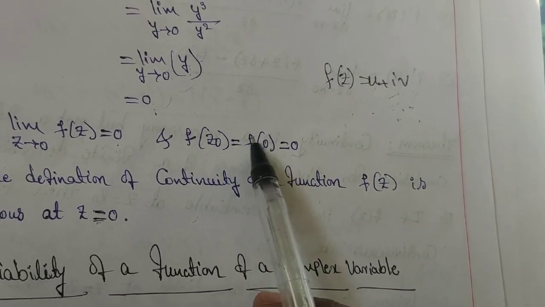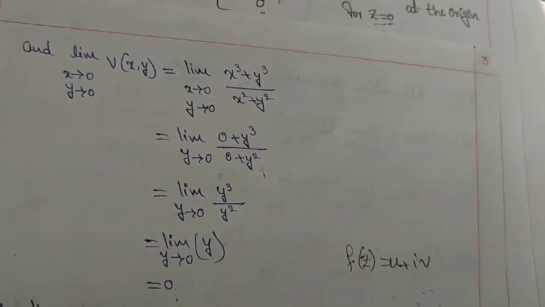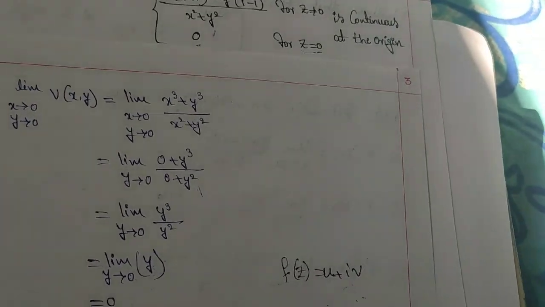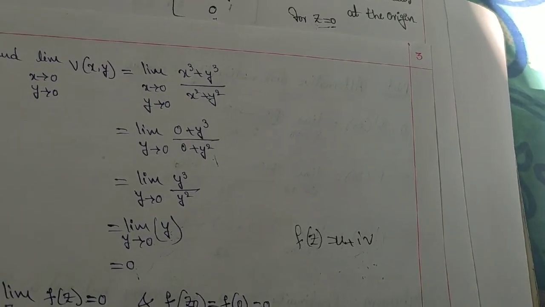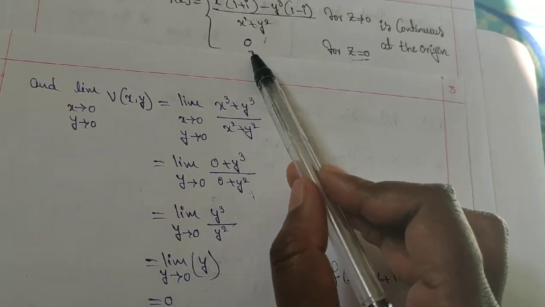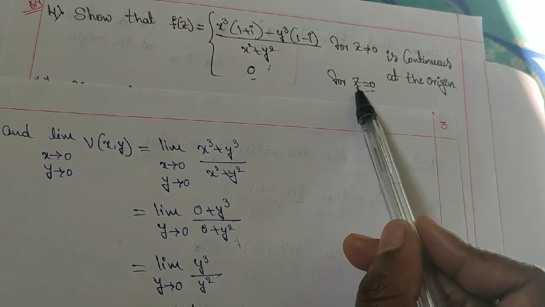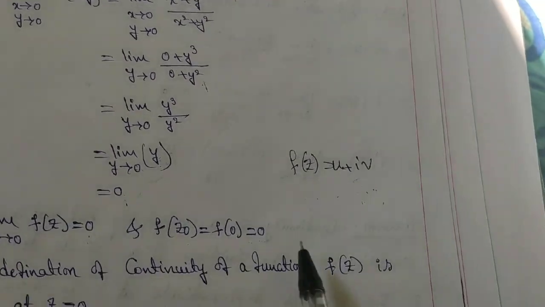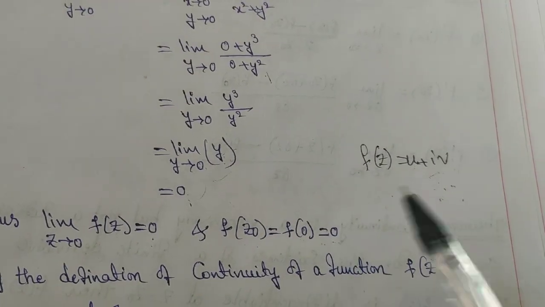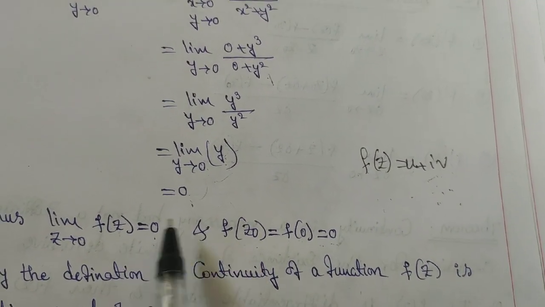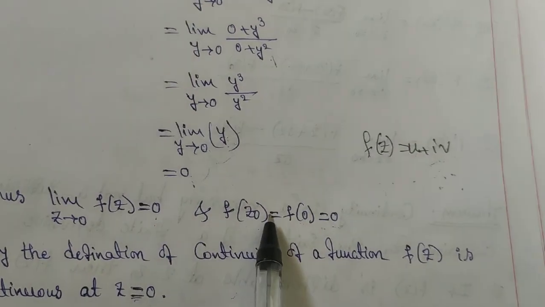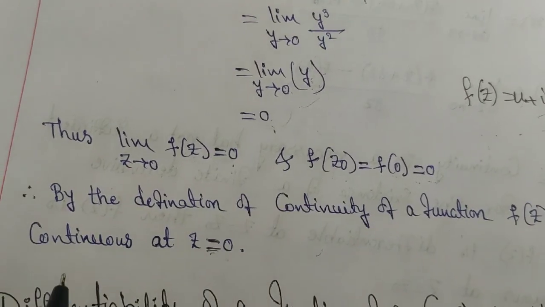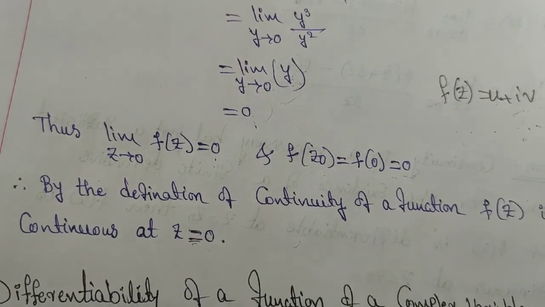f of z naught means z naught, what they gave in the problem. See, they gave 0. So f of z naught means f of 0. What answer did we get here? They already gave that when z tends to 0, the value becomes 0. So we can write directly it is 0. So the third condition of continuity is satisfied. LHS and RHS are equal. So by the definition of continuity, the function f of z is continuous at z equals 0.